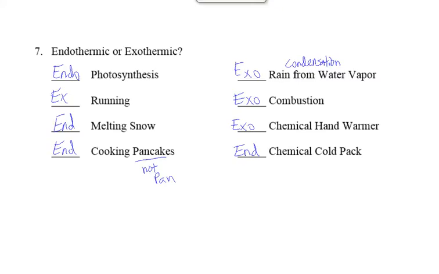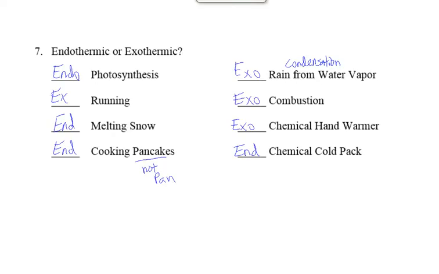Number 7, we had to talk about whether things were endo or exothermic. Again, endo means that it's taking energy in. Exo means it's giving off more energy than it's taking in. So photosynthesis is definitely endothermic. It's taking light energy in and converting molecules into complex things. Running is definitely exothermic. You are giving off lots of heat and burning lots of fuel.